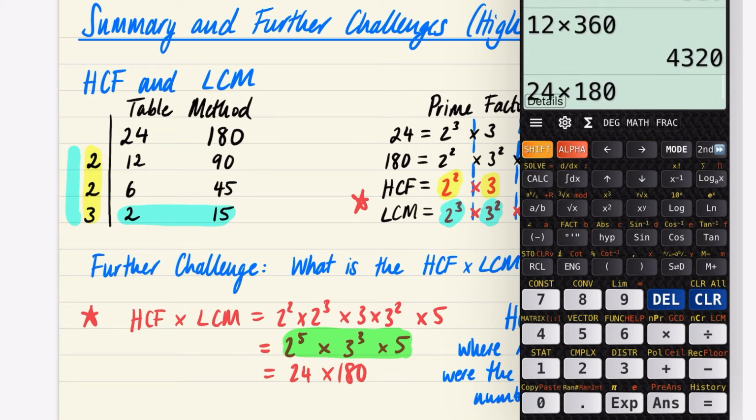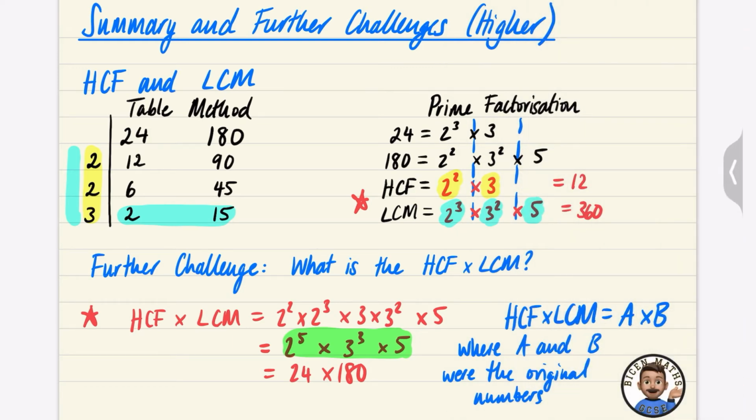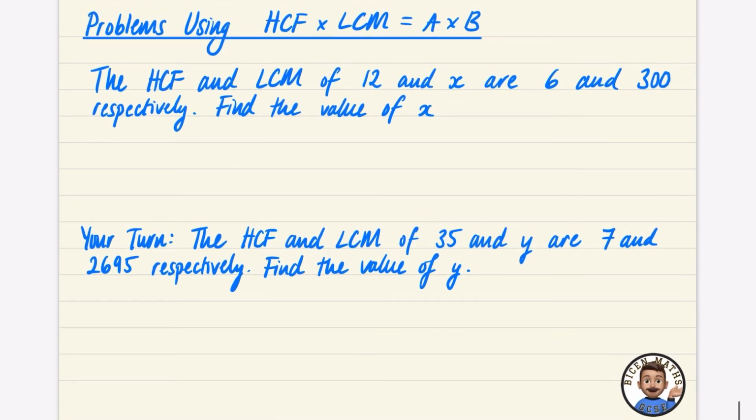So you get the same answer if you do the highest common factor times the lowest common multiple, or the two numbers multiplied together. So this rule that we've got down here is going to be pretty useful to solve some more tricky, higher problems. So let's have a quick go at these ones that we've got here. I've said that the highest common factor and lowest common multiple of 12 and x are 6 and 300 respectively. Find the value of x.